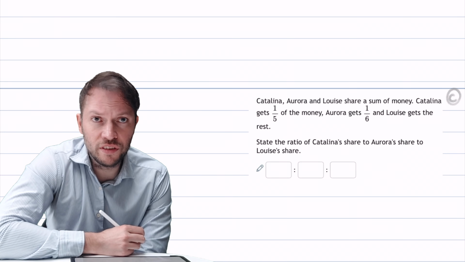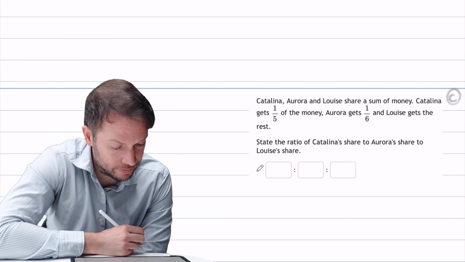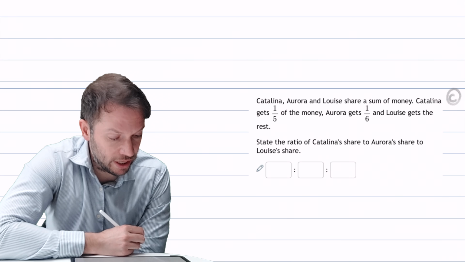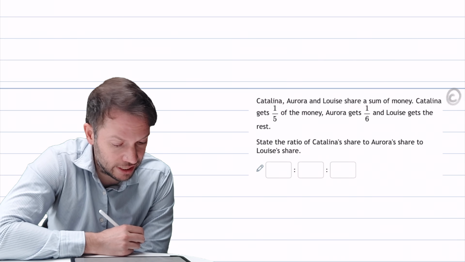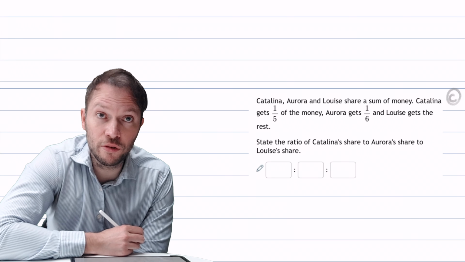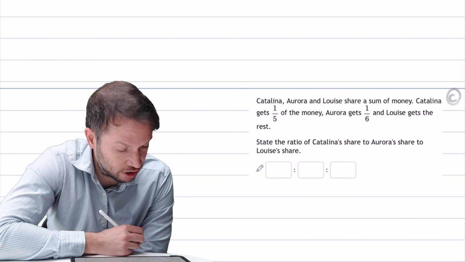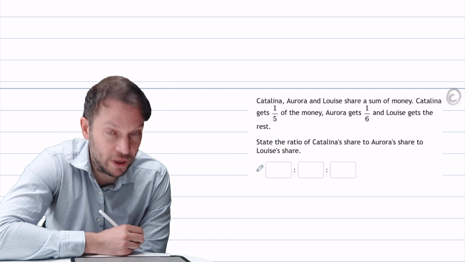In this video, we're going to solve a problem involving fractions and ratio. It says Catalina, Aurora and Louise share a sum of money. Catalina gets a fifth of the money, Aurora gets a sixth, and Louise gets the rest of the money. State the ratio of Catalina's share to Aurora's share to Louise's share.